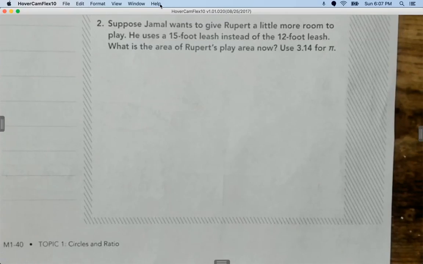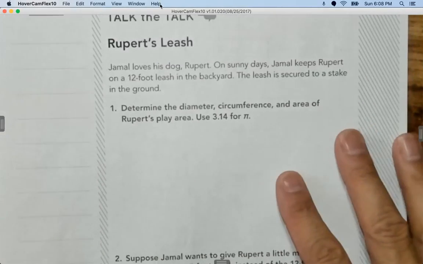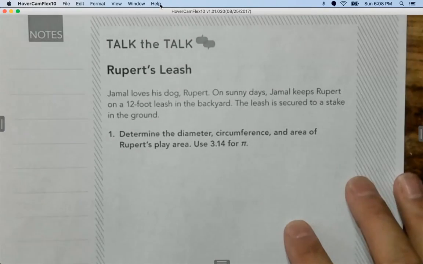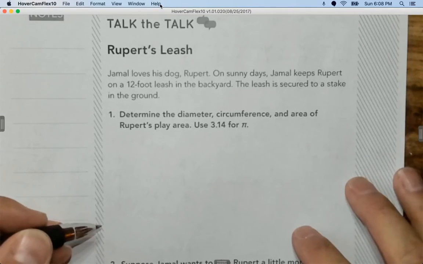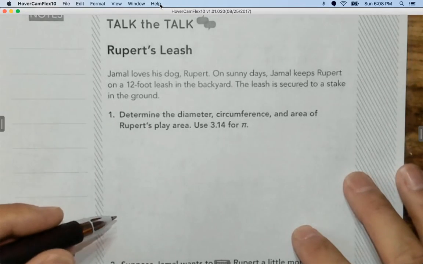All right, so talk the talk. Here we go. Rupert's leash. Jamal loves his dog Rupert. On sunny days, Jamal keeps Rupert on a 12-foot leash in the backyard. The leash is secured to a stake in the ground.